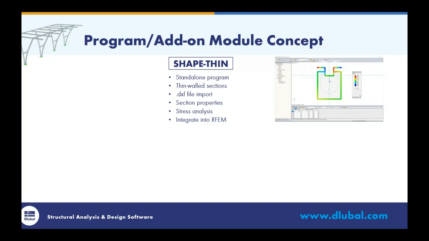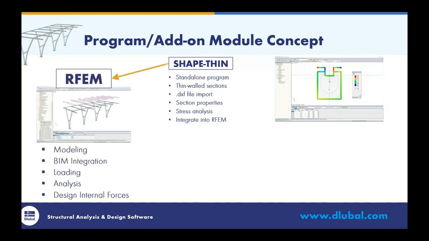Then we take these cross sections along with their properties and we can integrate them into our FEA program, RFEM. So RFEM, again, is a separate program, and this is where we can model our structure entirely. We also can integrate with BIM software such as Revit, Tekla, AutoCAD. We can fully load the structure. We can set up our load combinations, again, according to the ASCE 7, as well as many other international standards, and eventually we get a full analysis. The analysis will provide us with design internal forces, deflections, support reactions, and we can take this analysis information into our own tools to do the design.